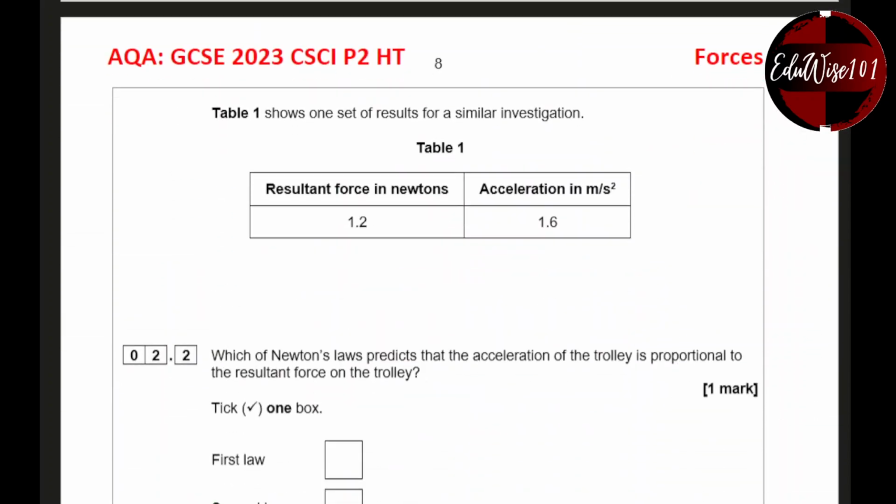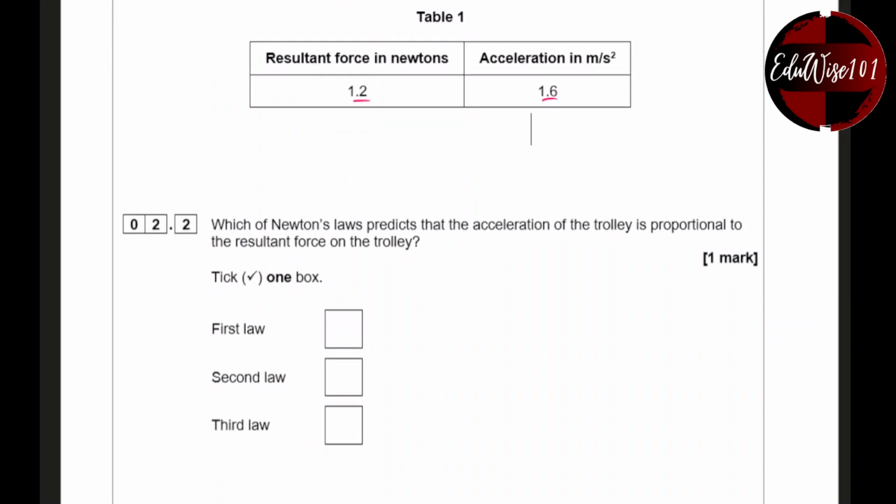Next question. Table 1 shows one set of results in a similar investigation. Resultant force is 1.2 newtons and the acceleration is 1.6. Which of Newton's laws predicts that the acceleration of a trolley is proportional to the resultant force? That's Newton's second law, because that's the equation F equals ma.